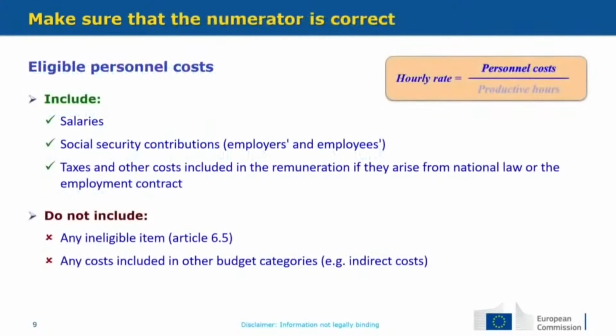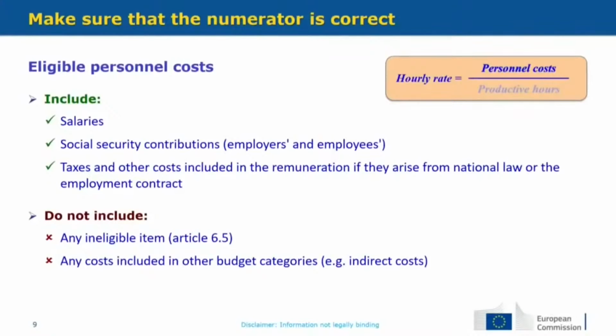For the numerator part now, for the personnel cost that you can include to calculate the hourly rate, the eligible personnel cost may include, as I was saying earlier as well, the gross salaries, the social security contributions, the employers' and employees' contributions. So obviously the employees' contribution is included in the gross salary. I will not enter into these details, but both of them are eligible. And taxes and other costs included in the remuneration if they arise from national law or employment contract. So these are the eligibility rules.